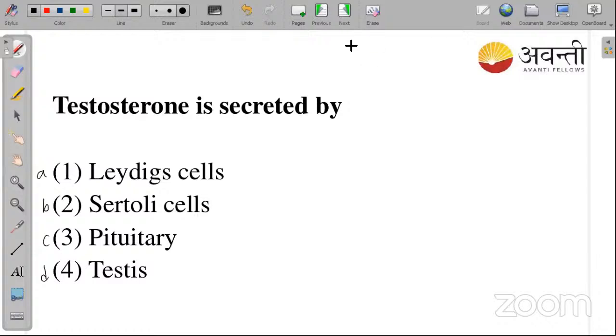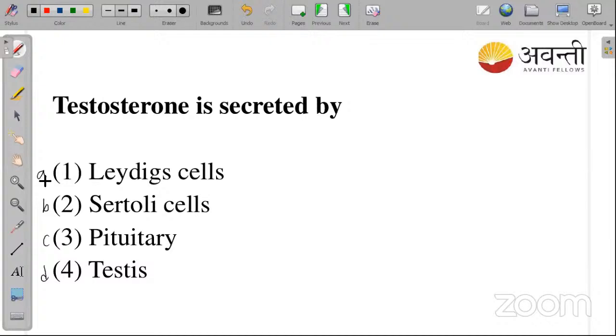Okay, guys, I am ending the poll now. And this is your result. Maximum people, correct Nandish, chose option A. Obviously, option A is correct. Some students chose option D, that is testis. Testis is also a correct option. If Leydig cell is not present in the options, then testis is correct. So the maximum accurate answer is Leydig cell.